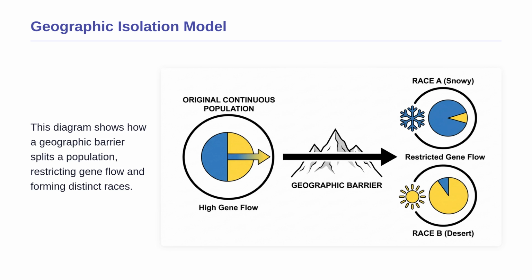Above the mountains, race A in the snowy environment becomes predominantly blue. Below, race B in the desert environment becomes predominantly yellow. The text between them highlights restricted gene flow and a high fixation index. This visual perfectly captures how environmental barriers drive the genetic divergence that creates biological races.